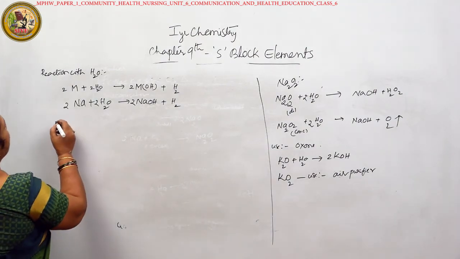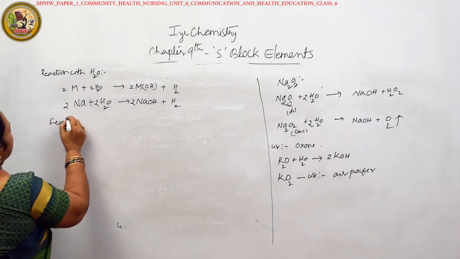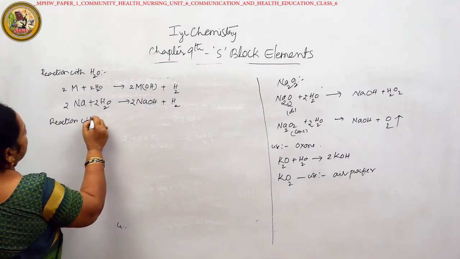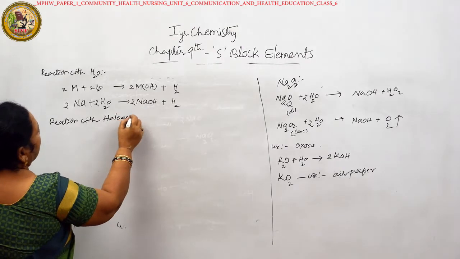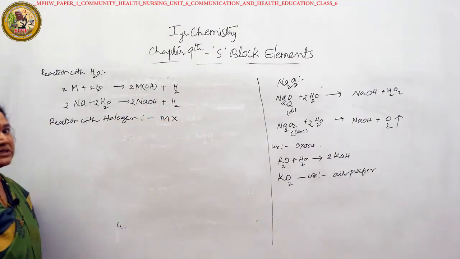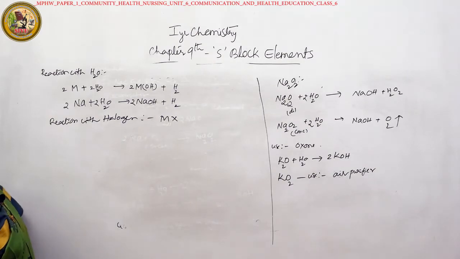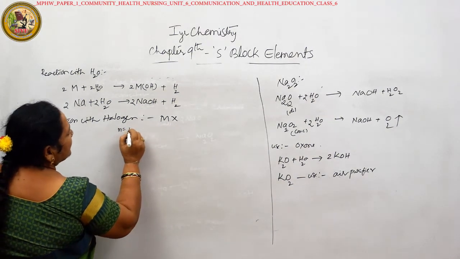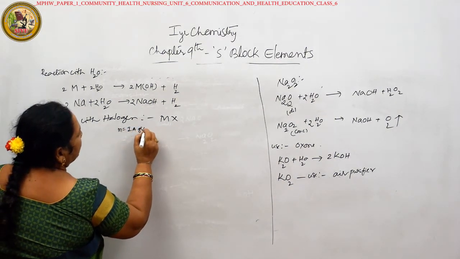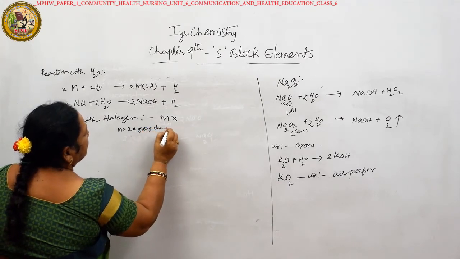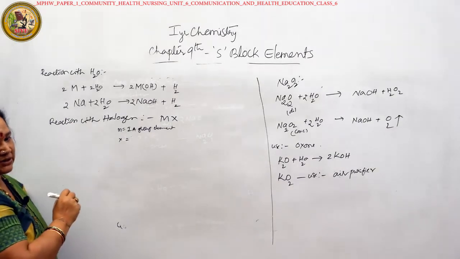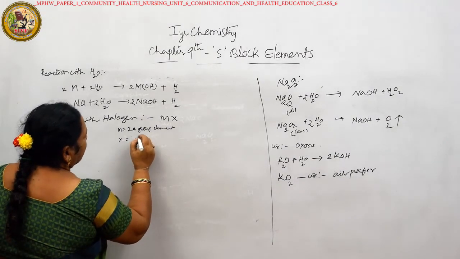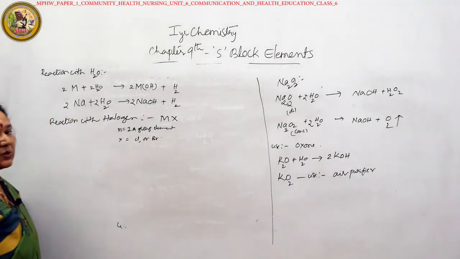Next, reaction with halogen. They react and form halides of the type MX. Here M indicates alkali metal and X is the halogen. The general formula for alkali metal halide is MX. Here M is a first group element and X is the halogen, either fluorine, chlorine or bromine, etc.